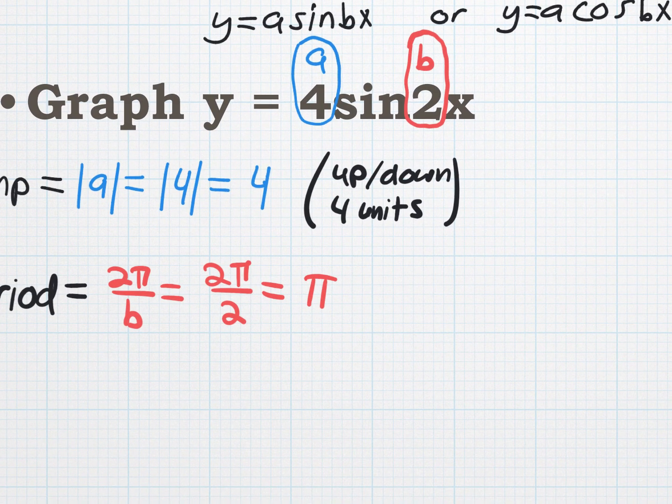All right. So what does that mean? That just means one cycle is pi units long.